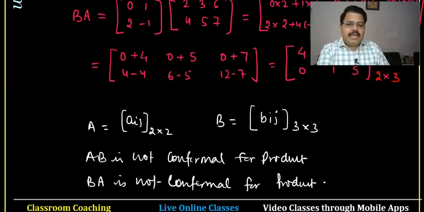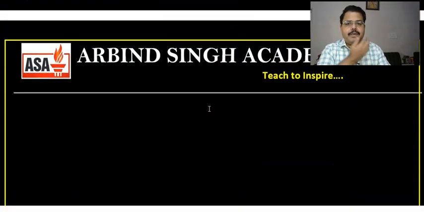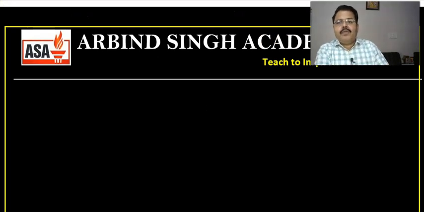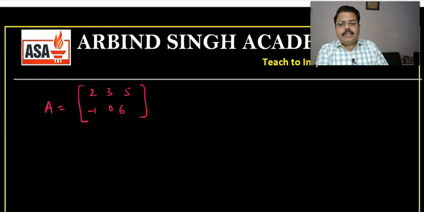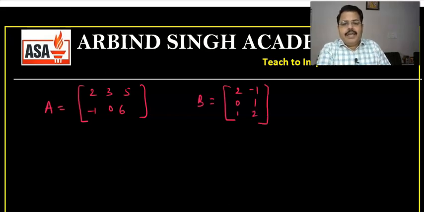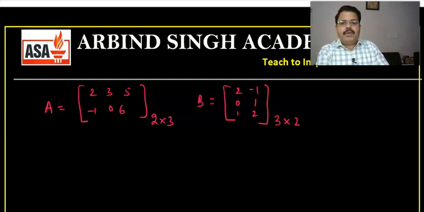So not necessarily that these are always conformal for product. Sometimes they are conformal and sometimes they are not. Let us consider some other example where they are conformal or not. We can easily understand. A is a matrix of order 2 into 3: 2, 3, 5, minus 1, 0, 6. And B is a matrix of order 3 into 2: 2, minus 1, 0, 1, 1, 2. Although they have different orders, here AB is conformal. Why? Because the number of columns in A is equal to the number of rows in B. So AB and BA both are conformal.